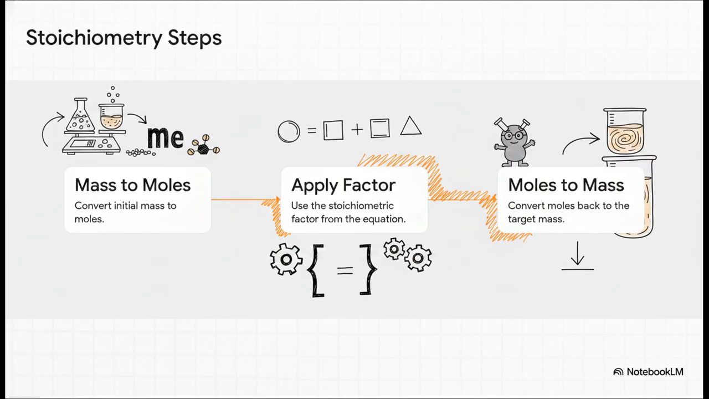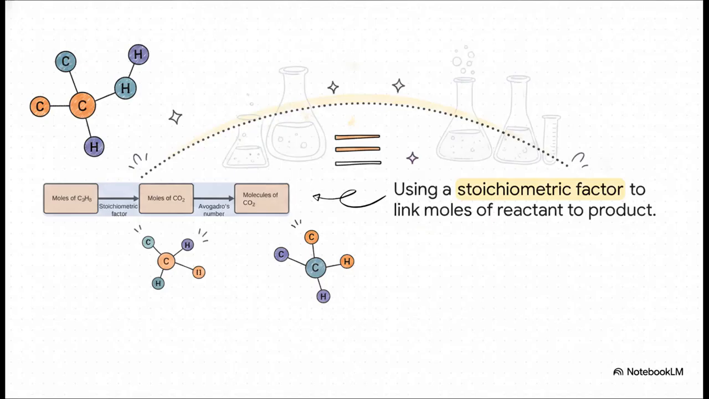To avoid getting overwhelmed by the math, you literally just follow these 3 simple steps to convert between any amount of reactants and products. Step 1, convert your starting mass into moles. Step 2, use the stoichiometric factor, which is just the ratio from your balanced equation. And step 3, convert those moles back into your target mass. That's the whole shebang. This graphic shows the absolute heart of the process.